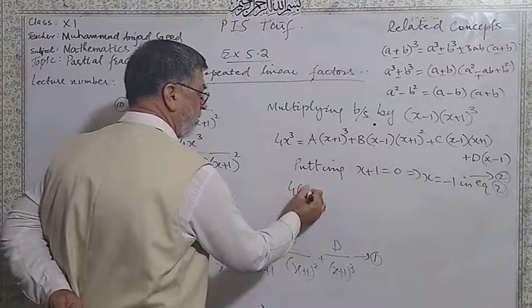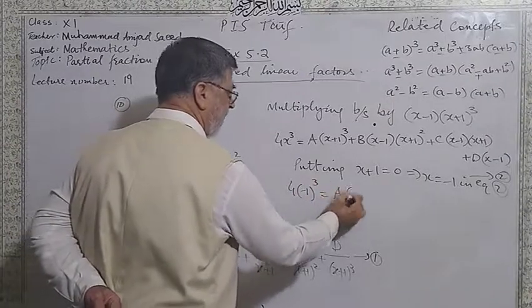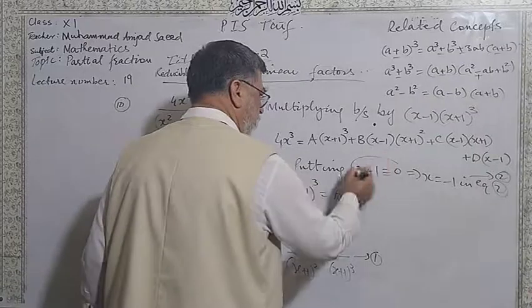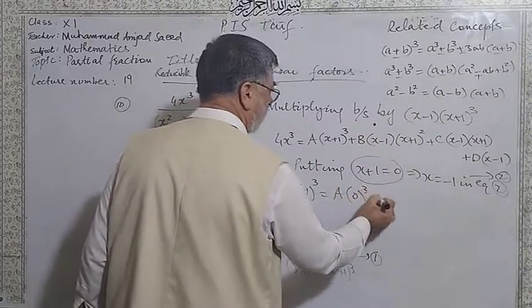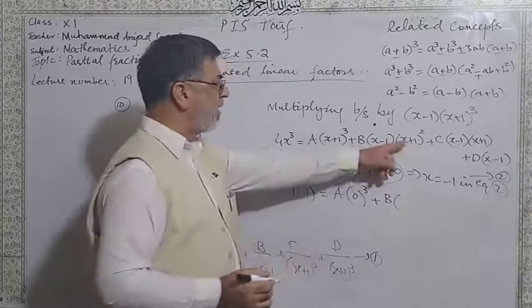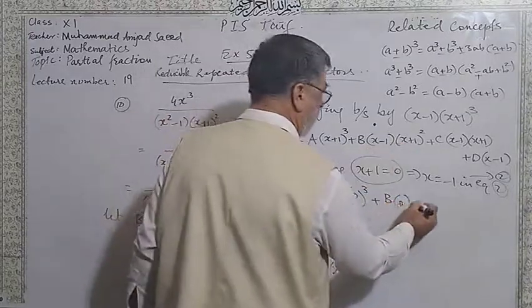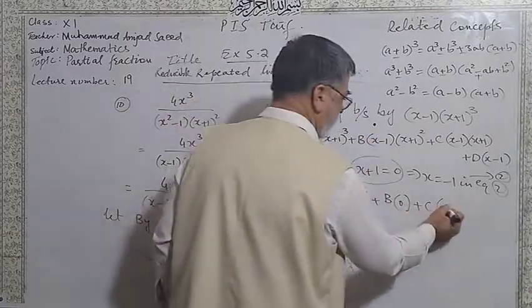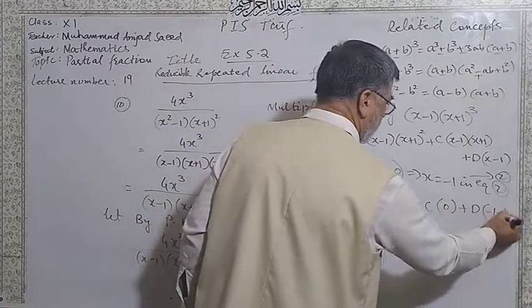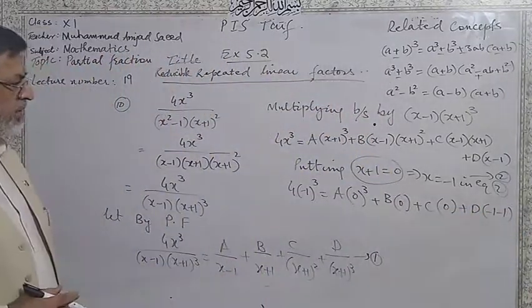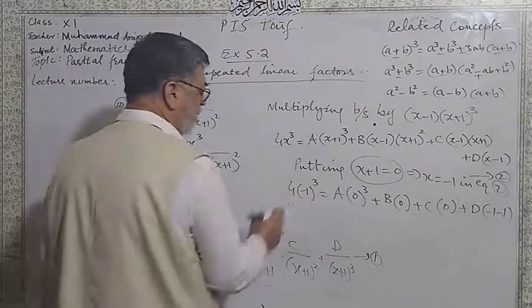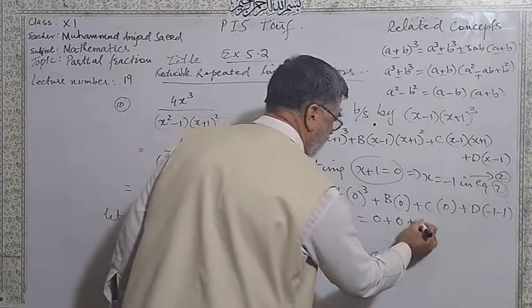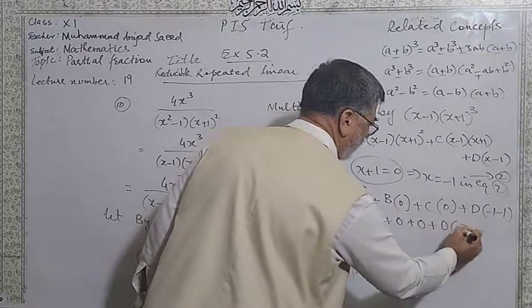4 into minus 1 cube, a into (x plus 1). Here is x plus 1, so x plus 1 is 0. So apply here 0 cube, plus b into (x minus 1). Again here is x plus 1, this is 0, plus c into (x plus 1). I am writing down directly and multiplying. C into 0, plus d into minus 1 and minus 1. Here is minus 1 cube. This is an odd power, it will be minus. So minus 4 is equal to 0 plus 0 plus 0 plus d into minus 2.